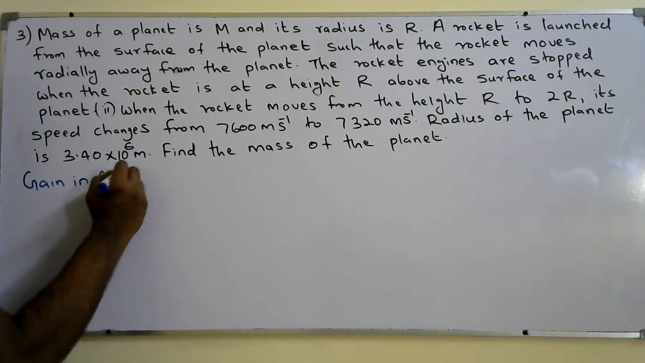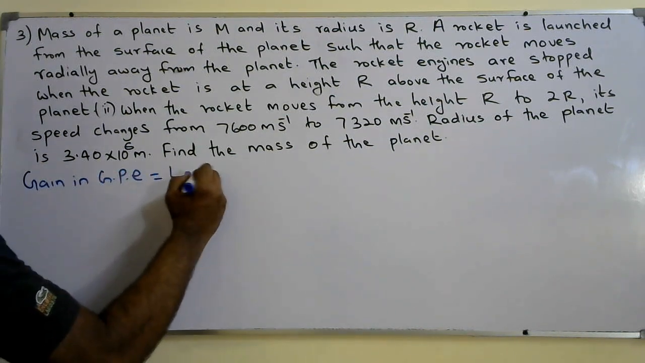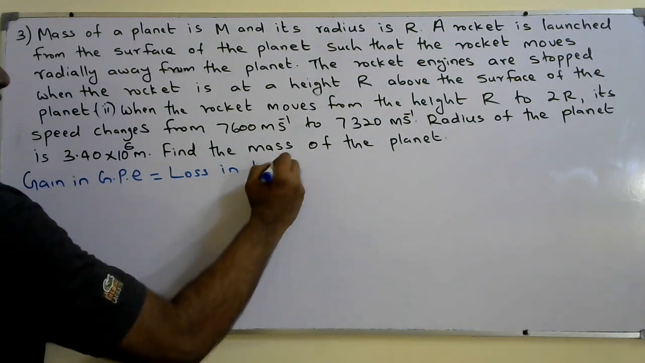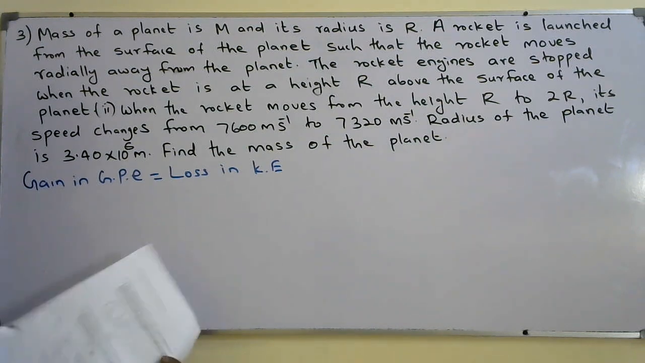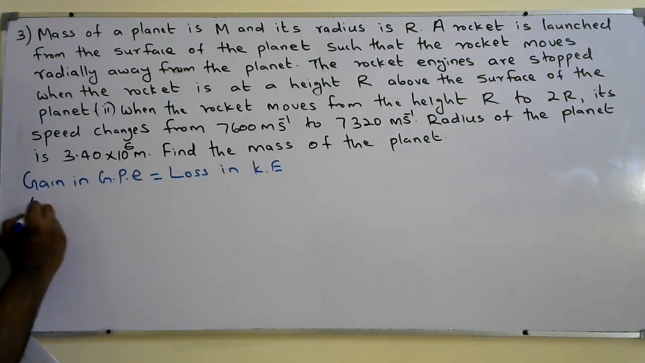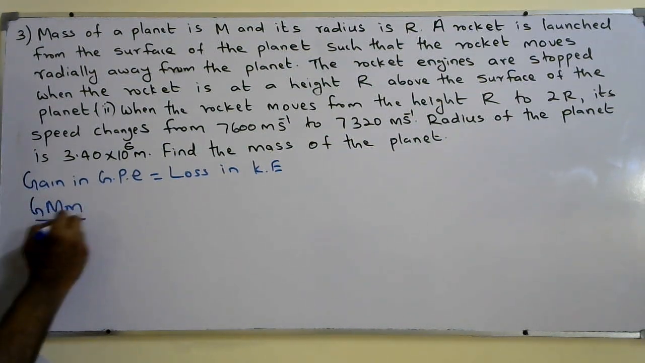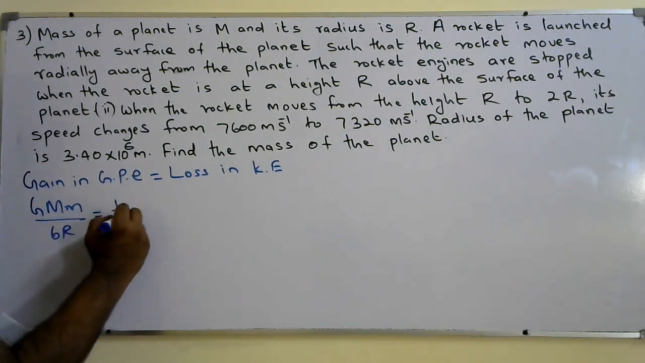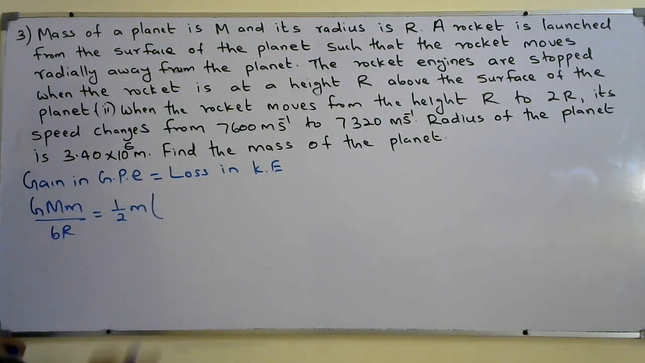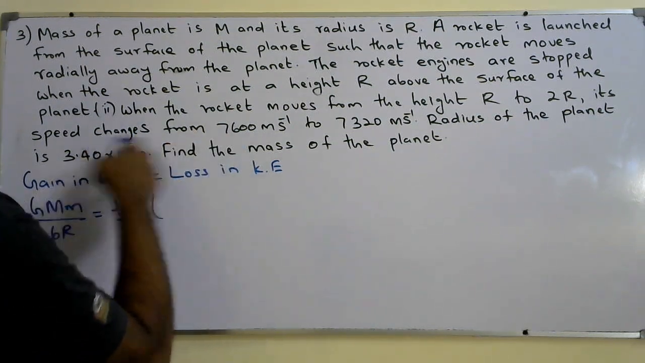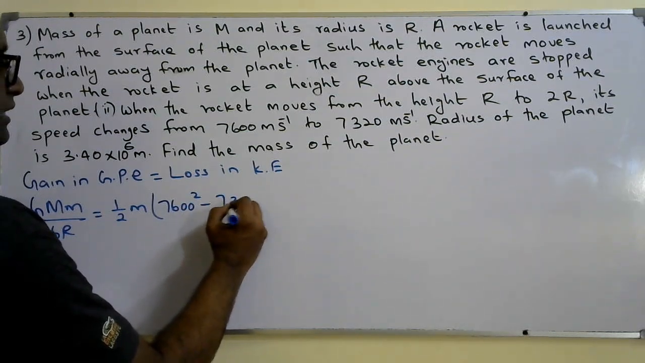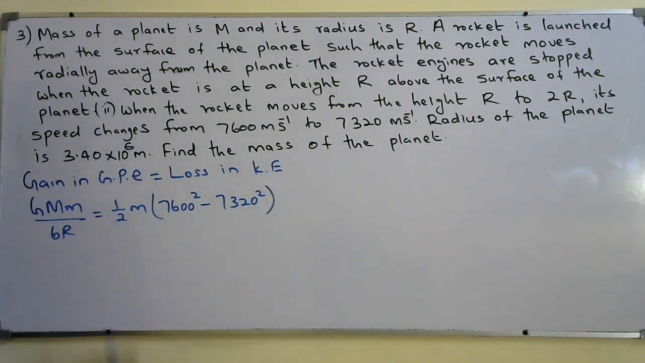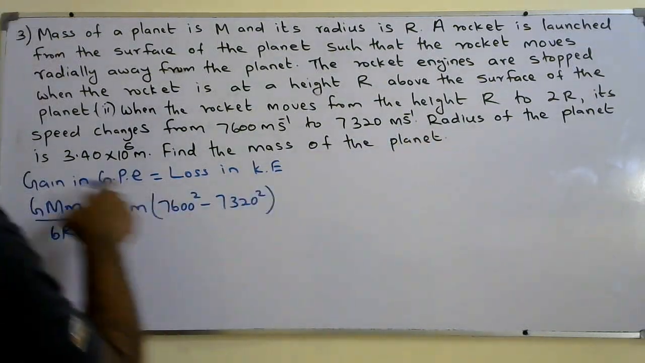So gaining GP, we got the expression for that. Already we derived it. That is GMm over 6R equal to half m times the loss in kinetic energy, initial kinetic energy at a height R minus final, which is 7,600 squared minus 7,320 squared. Here m will get cancelled, and the radius of the planet is given, 3.40 times 10 to the power 6, that is R. We know everything, only thing we need to find is M.